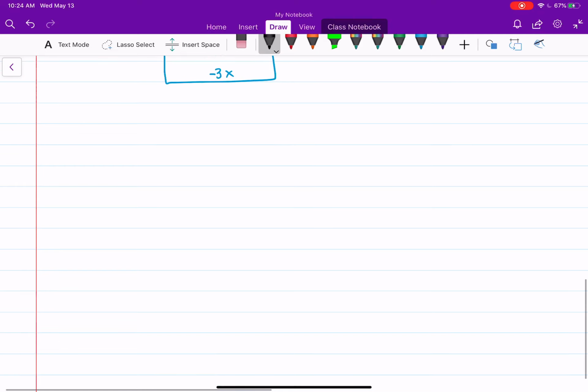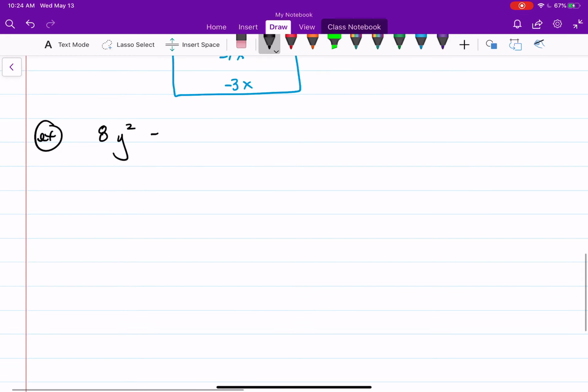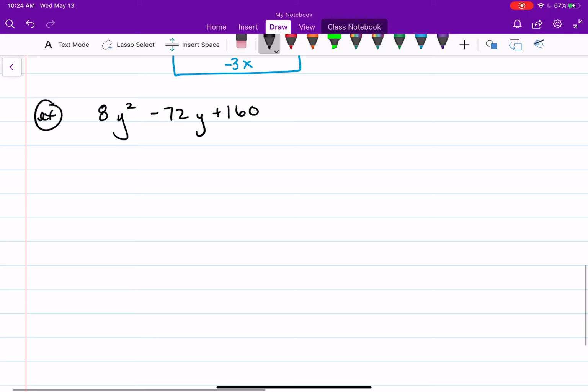Let's try something different. Okay, so 8y squared minus 72y plus 160. So I kept on saying factoring step 1, factoring step 2, right? So there's none, factoring step 3. So it's just step 1, step 2, that's it, okay? So step 1 was what? GCF. So what I need to do is see if there's a GCF.